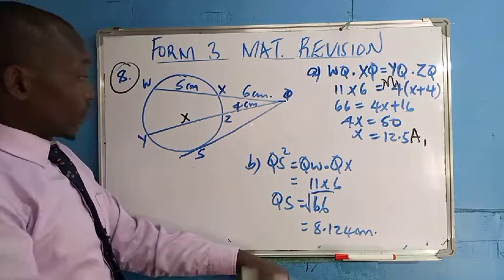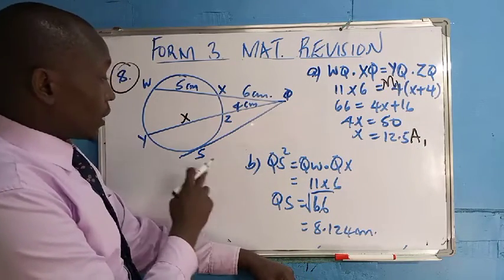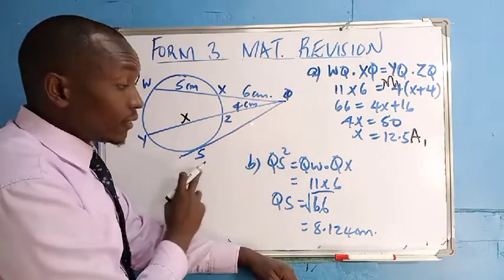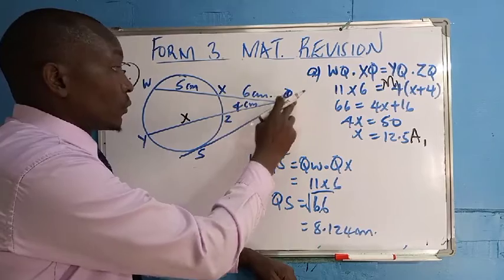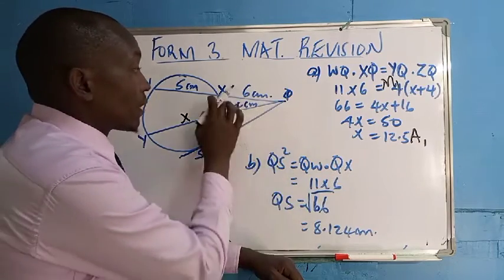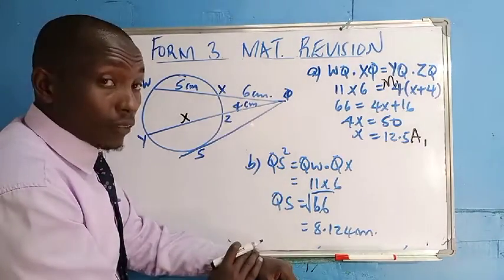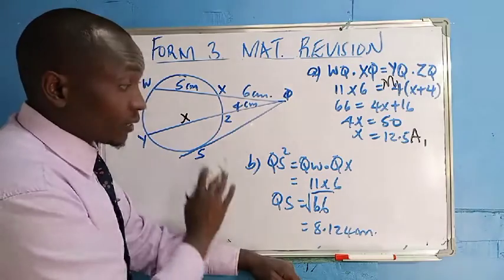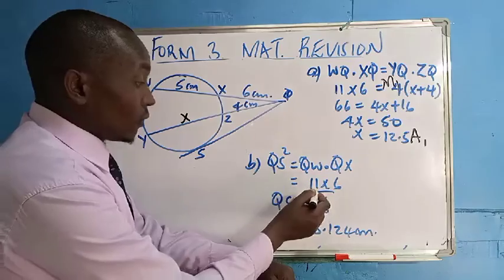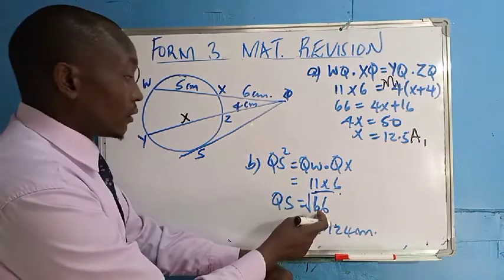That is 2 marks. Coming to part B, QS, the tangent squared, is the same as WQ, the whole secant, multiplied by the part that is outside. Again, that one I tried to illustrate. Check one of my videos, angle properties of a circle. So by doing this, I know it's 11 times 6, 66.